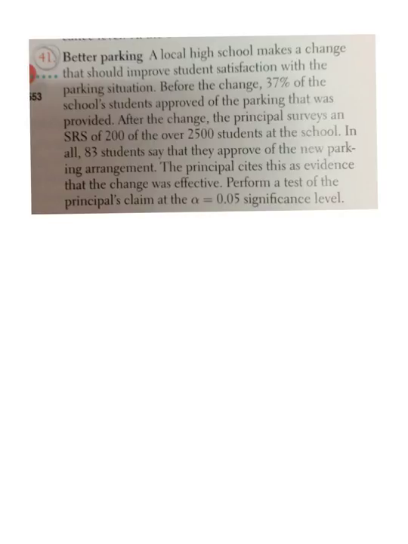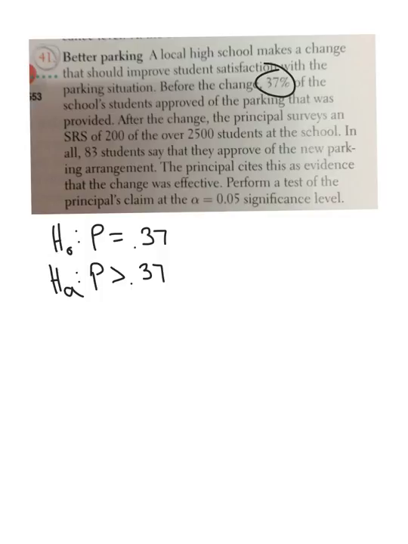Okay, I'm just going to do a quick overview on this problem. Here we go. So the null hypothesis is going to be that there's no change. Null hypothesis is that the proportion of people that feel satisfaction with the parking is going to remain at 37%. And then the alternative hypothesis is that the proportion is going to be much higher as far as people that are satisfied. It's going to be more people. Because they said that the change was effective.